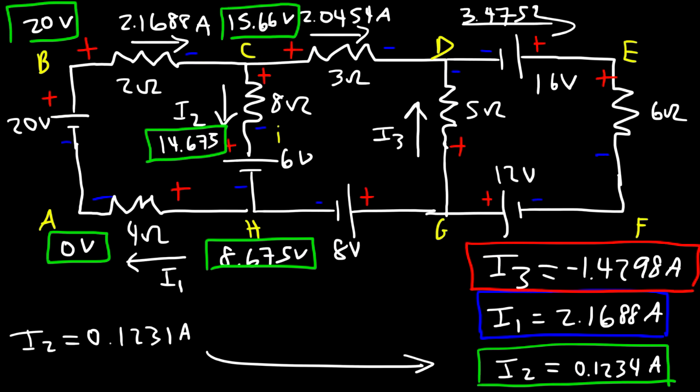Now let's move on from C to D. So we have a voltage drop, and since we're going towards a negative terminal, to calculate the potential at D, it's going to be the potential at C, 15.66, minus the voltage drop, so minus 2.0454 times the resistance of 3. And so the potential at D is going to be 9.524 volts.